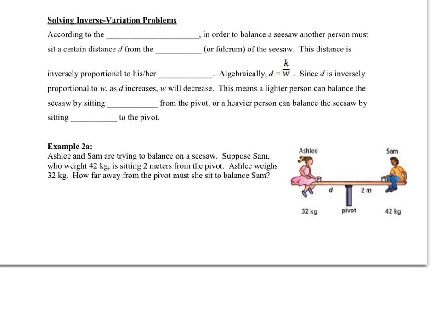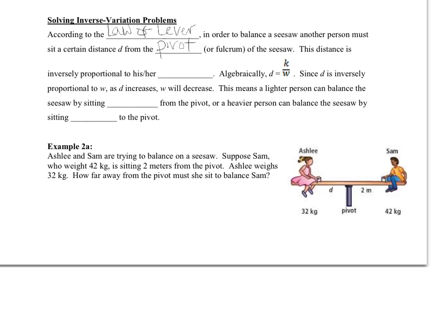Okay, let's solve some inverse variation problems. According to the law of lever, and that law of lever has to do with simple machines. If you study engineering, you'll learn about simple machines. But in that law of lever, in order to balance a seesaw, another person must sit a certain distance d from the pivot, which is called the fulcrum on a lever. It's the point that the seesaw pivots on.